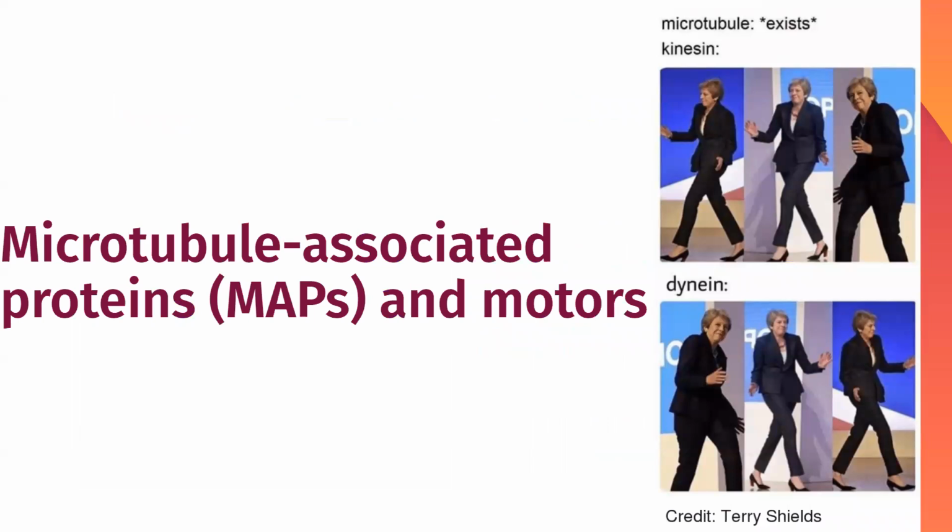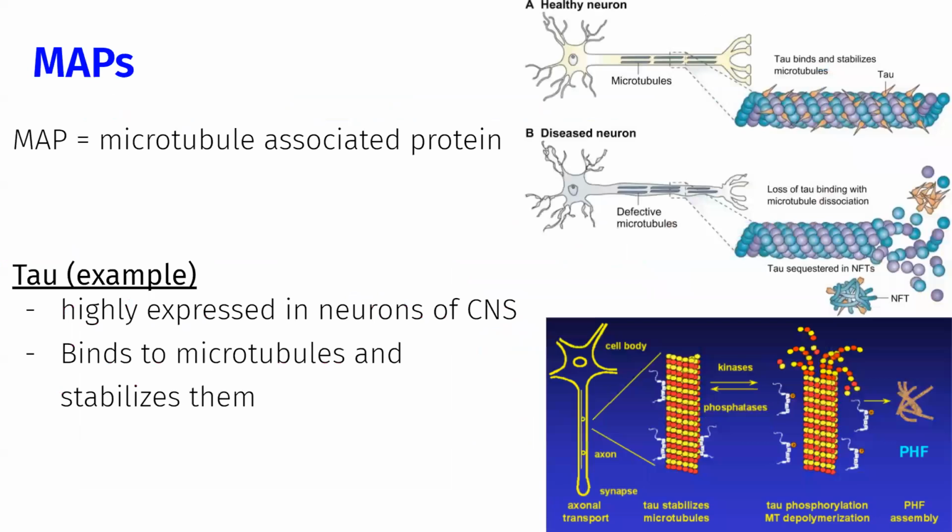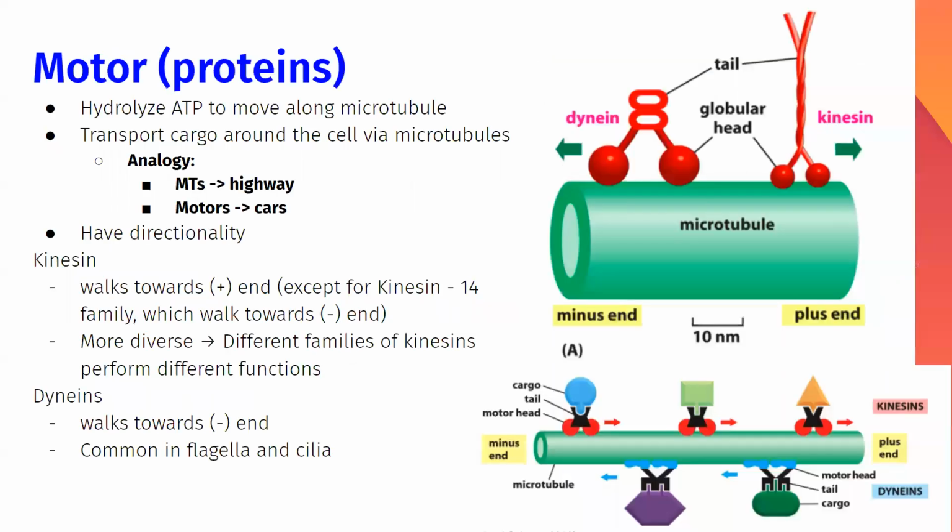Okay, maps and motors. MAPs are microtubule associated proteins. I think the best example is tau. It is expressed in neurons in the central nervous system. If you've ever learned about Alzheimer's or any neurodegenerative diseases, you've probably heard of it. And it is used to stabilize microtubules. You don't need to know a ton about that. I think the only reason that we bring it up is because it's pretty relevant in medicine and research, especially with neurodegeneration.